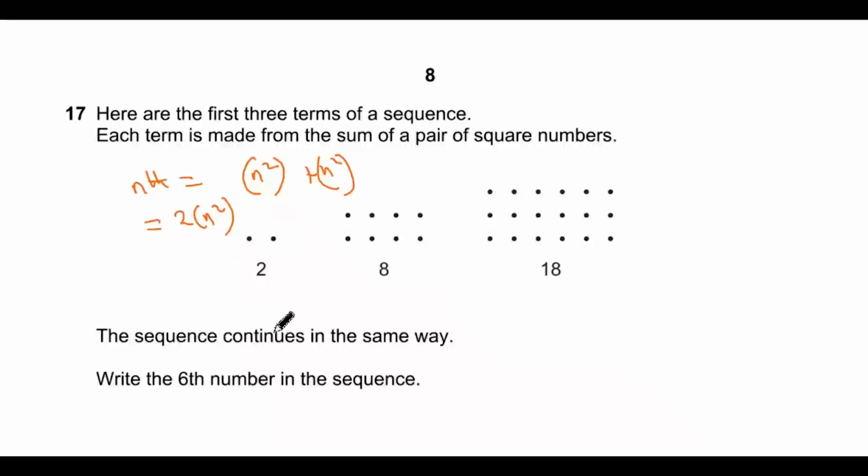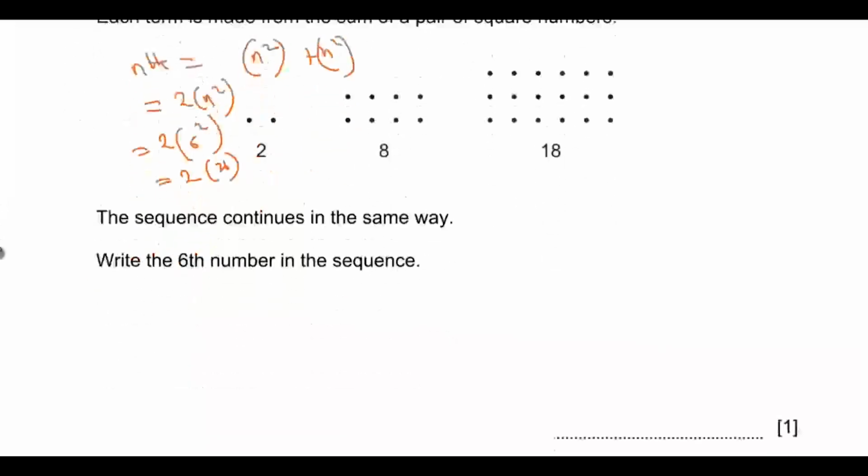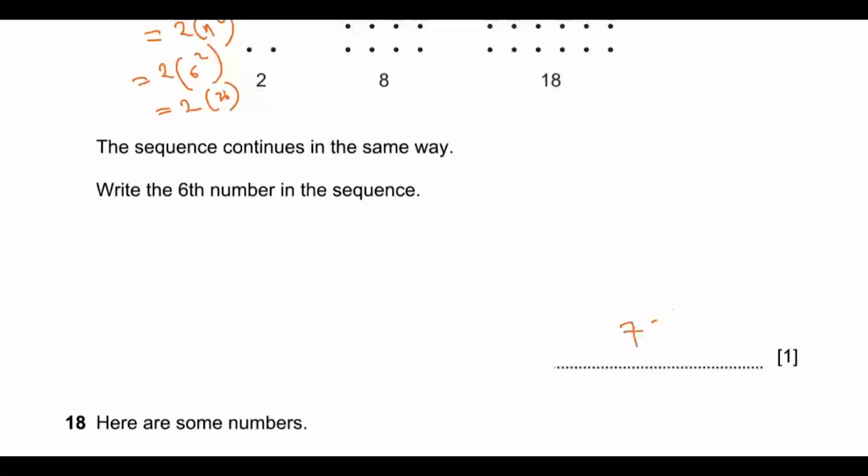The sequence continues in the same way. Write the 6th number in the sequence. In this case, it will be 2 times, and we need the 6th term, so n is equal to 6. So we're going to have 6 to the power of 2. That will be 36. And the answer will be 72. So that is the answer to question 17.